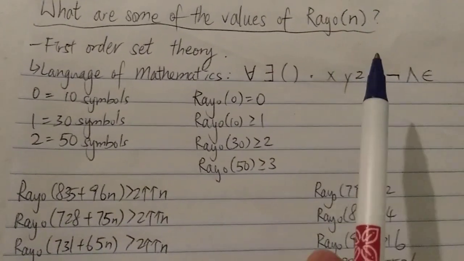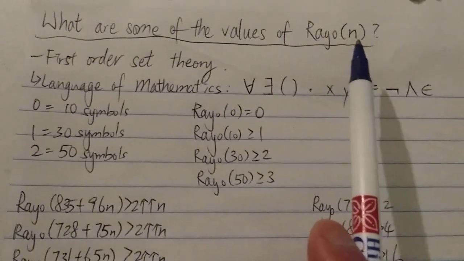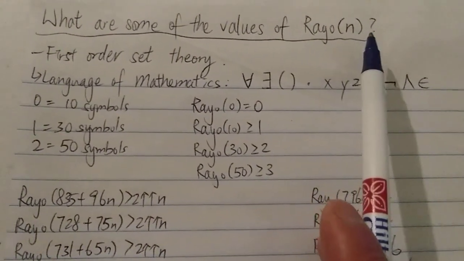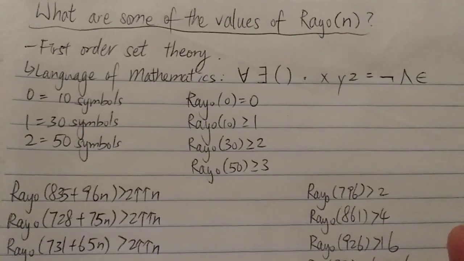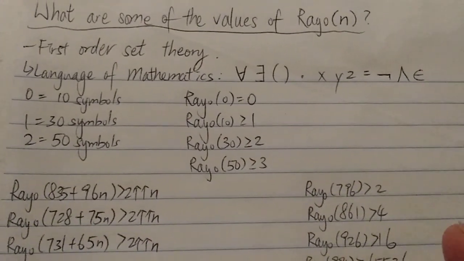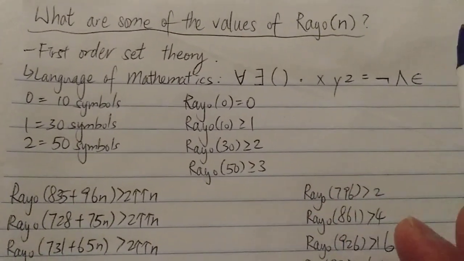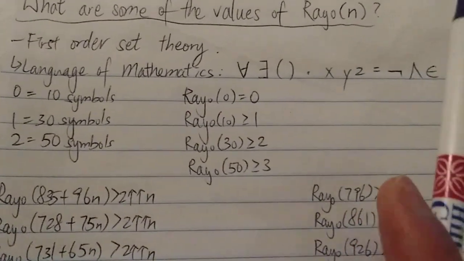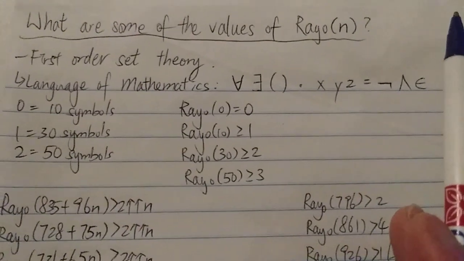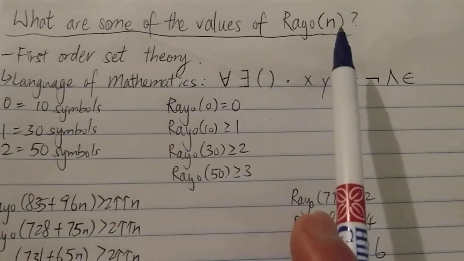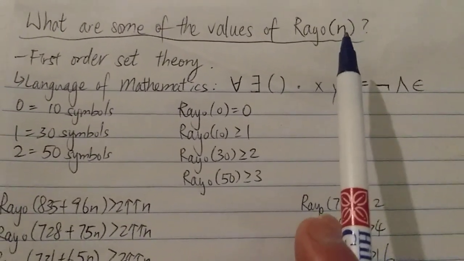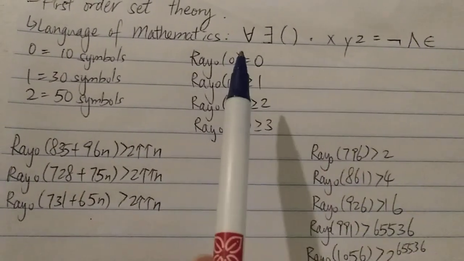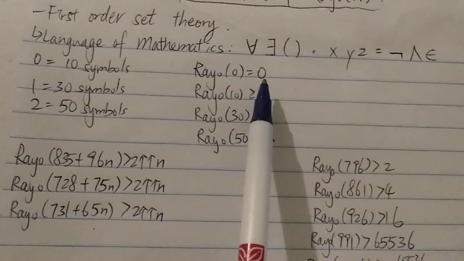Again, the Rayo's function is the n here. You put n here. n is the number of symbols you can use, and Rayo n, the result, means the smallest number that is bigger than the biggest number you can make using n symbols. So what that means is that Rayo 0 is 0.